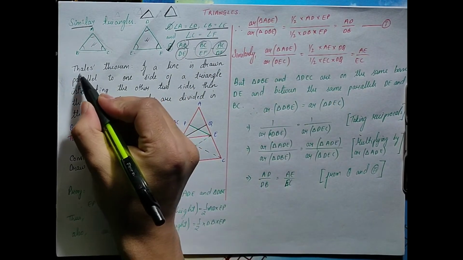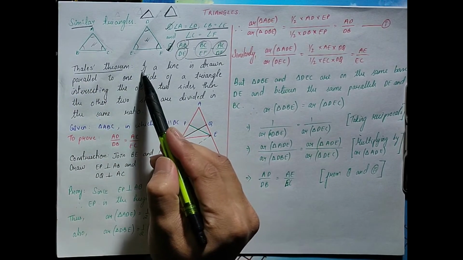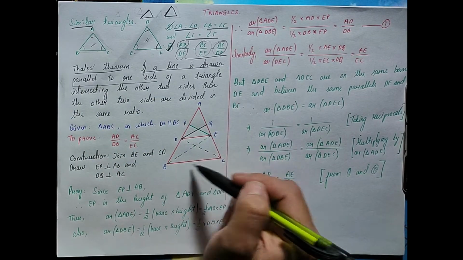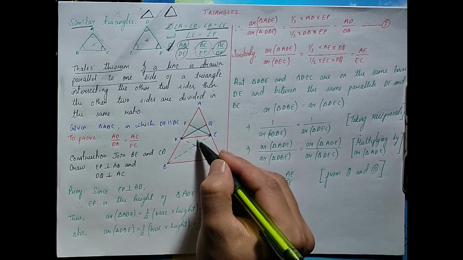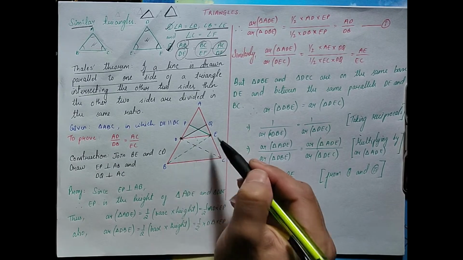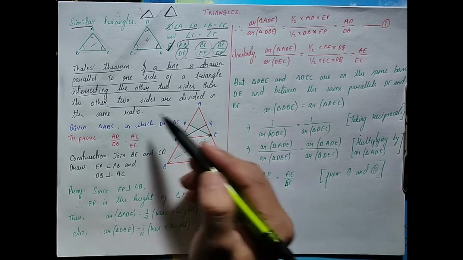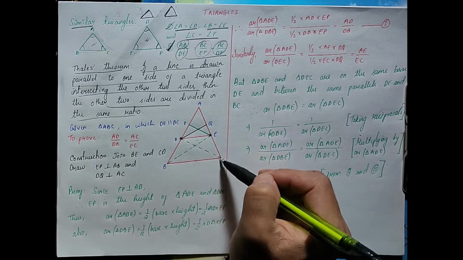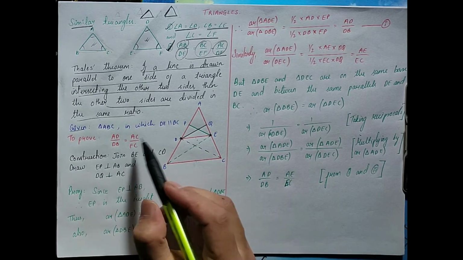Let us now discuss the Thales theorem. The statement is: if a line is drawn parallel to one side of a triangle, let's say this is your triangle, intersecting the other two sides, then the other two sides are divided in the same ratio. That is, these two sides are divided in the same ratio. Fine. So let's prove that.